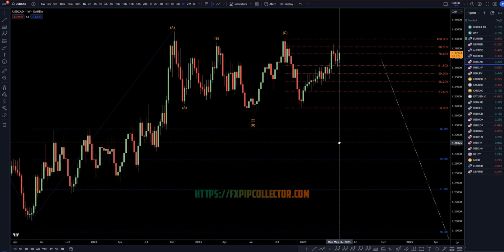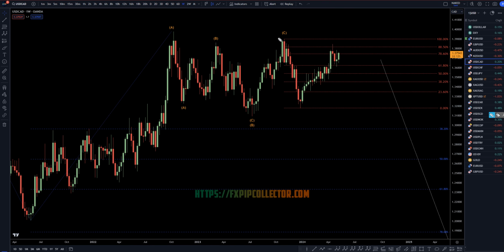Heading down to the weekly time frame, I wouldn't be surprised at this point if it did go up and touch this high right here, maybe retest these highs. But even if it does, I still think at some point it is going to make a big move to the downside for that wave C like I was explaining on the monthly.